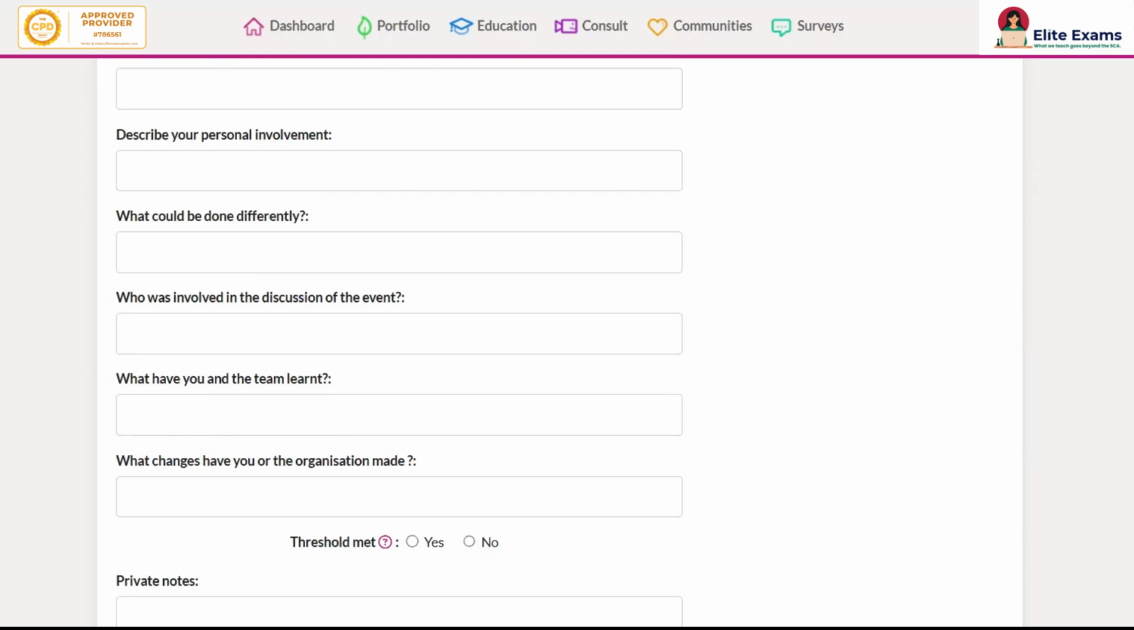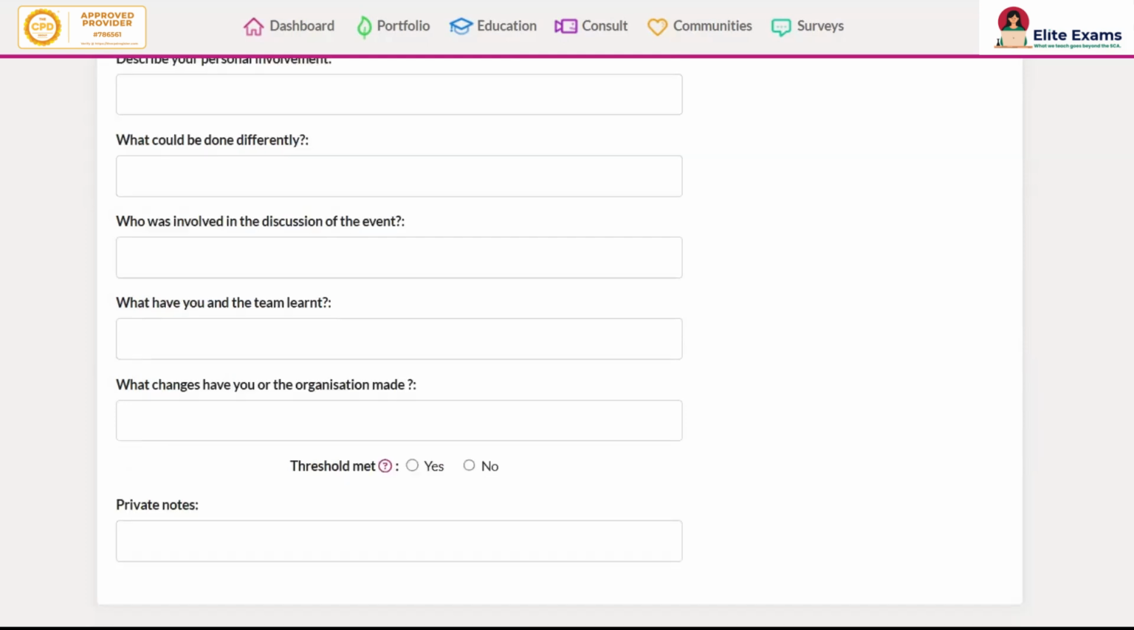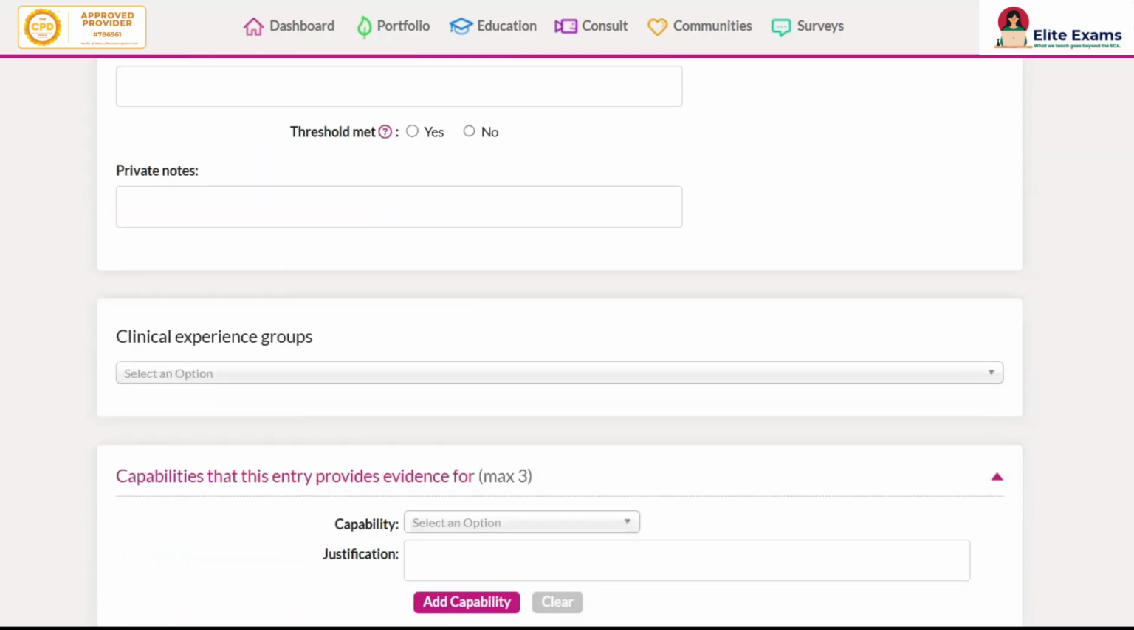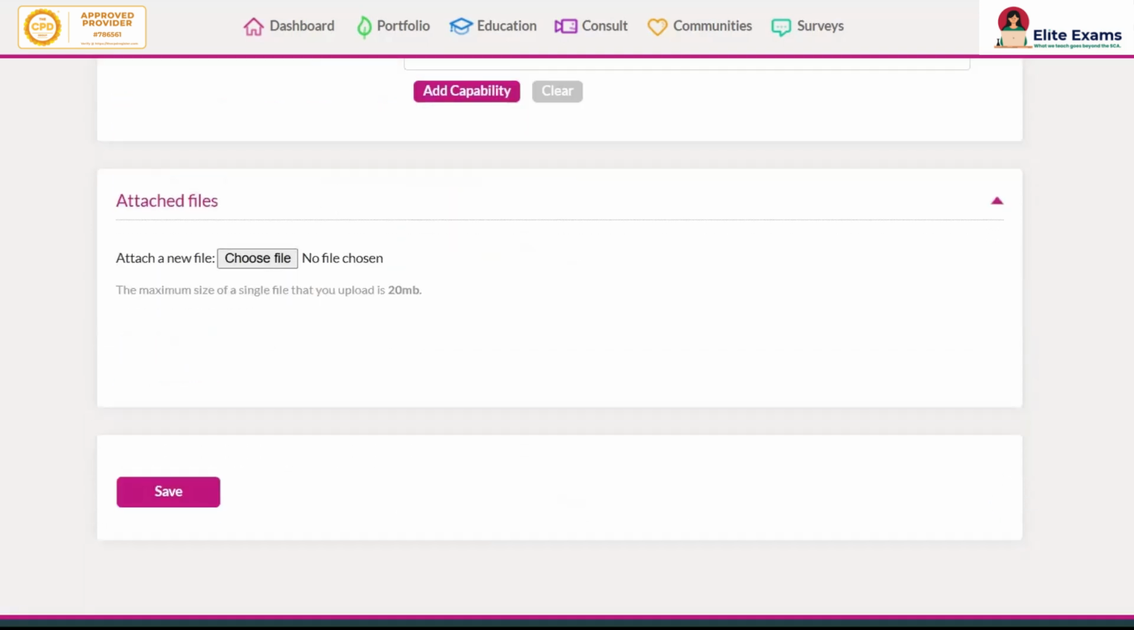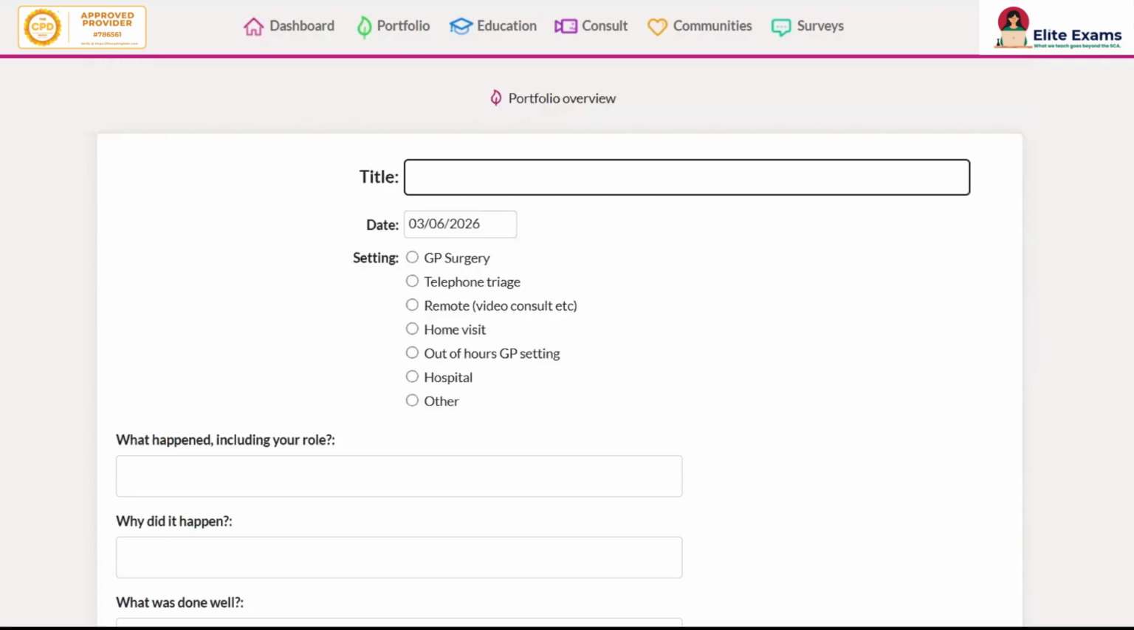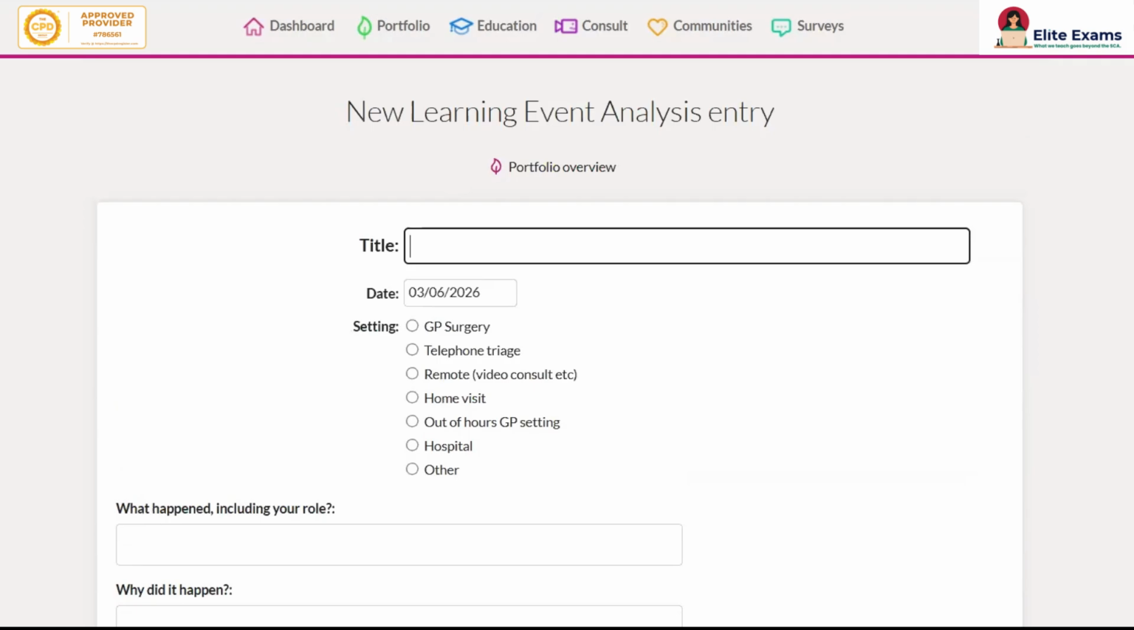Obviously, if you have a significant event, you can document that, but you need to be careful as to the kind of significant event you're putting in your portfolio. I'm sure this will also be explained more in your course. Okay, and that is it. The same thing, you have your clinical experience groups and you have the capabilities, and then you would save, and it goes to your supervisor who will go through it and decide whether the capabilities fit with that case or not. And that would be it for learning event analysis.